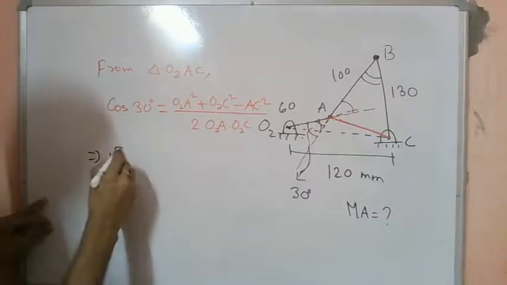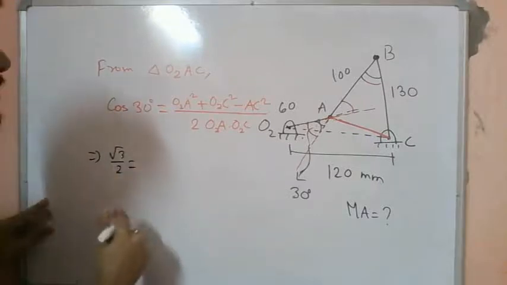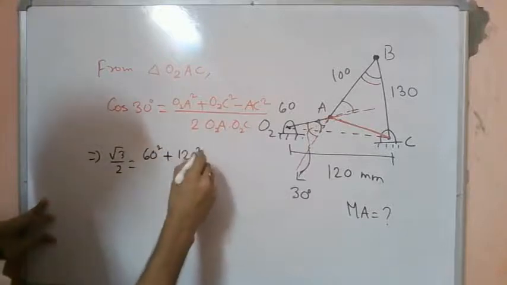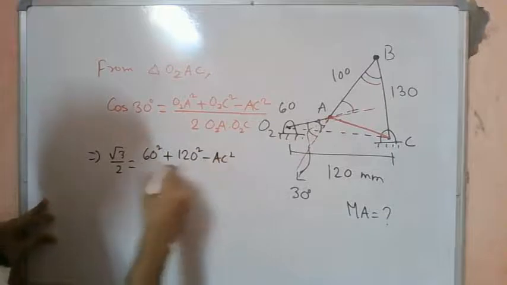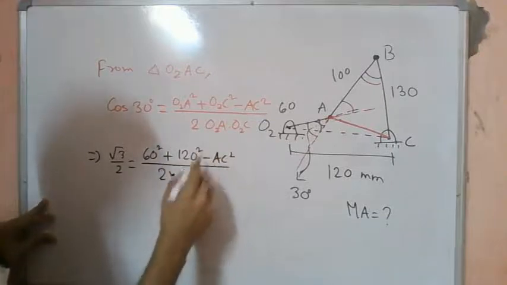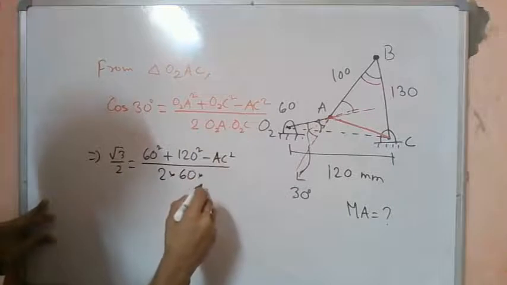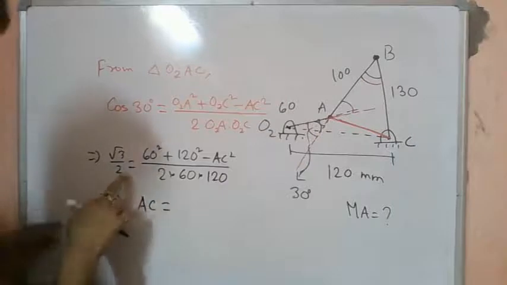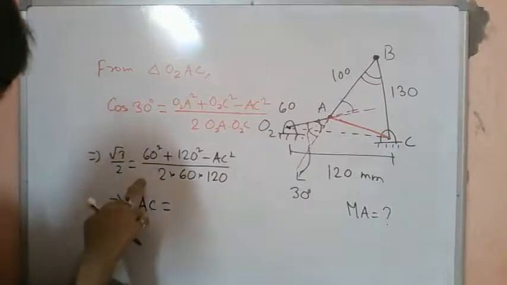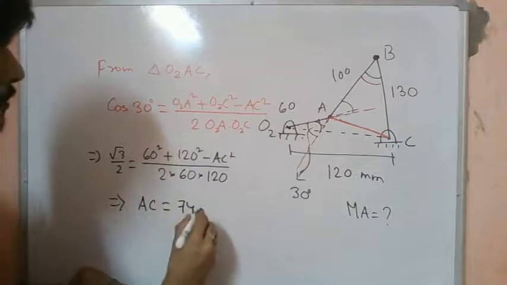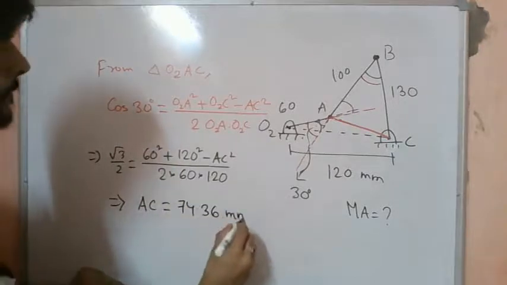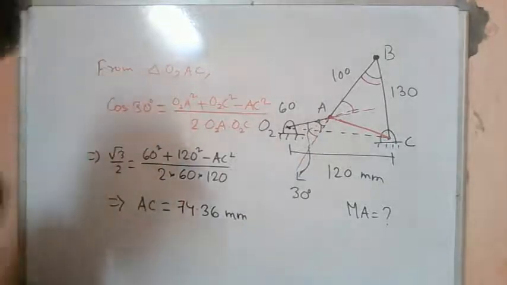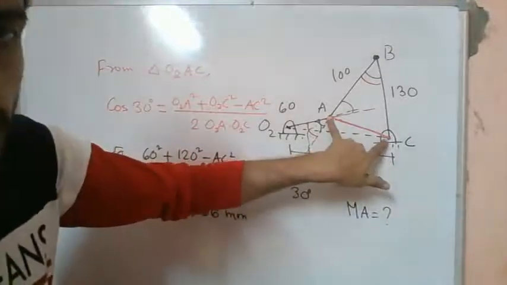So cos 30 degree is root 3 by 2. O2A square is 60 square plus O2C is 120 square minus AC square, twice O2A is 60, O2C is 120. So solving this gives AC. By solving this equation, we get AC equals 74.36 mm. So this is the distance between A and C. This length we have found out.